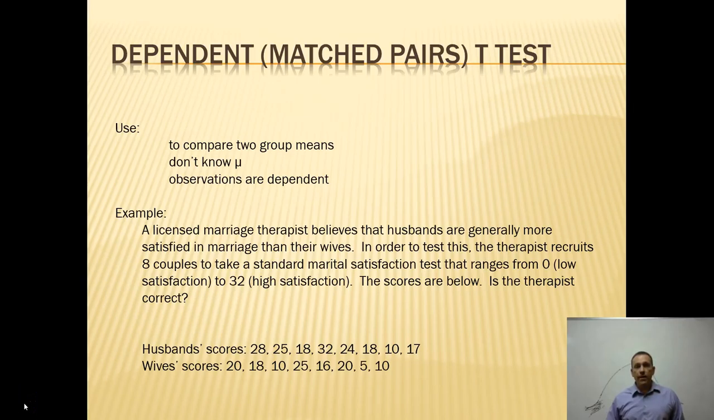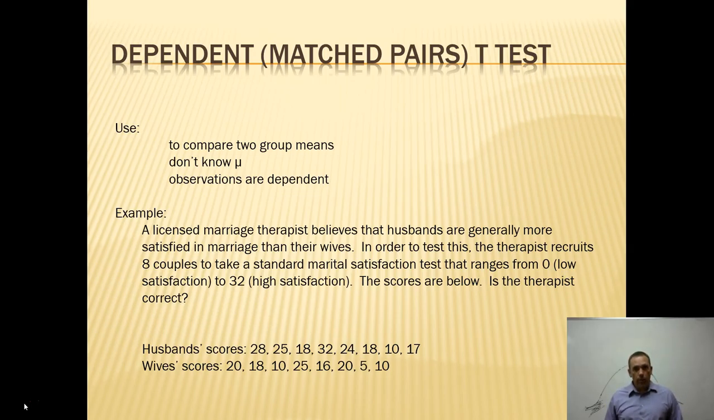Let's move on to our final t-test now. It is our dependent, or as I mentioned before, often called matched pairs. In fact, in SPSS, when we go to run this, you'll see it's called matched pairs t-test. And the reason being is, as you'll see here in a second, the data are somehow matched or related. Okay? So, how do we know when to use dependent t-tests?